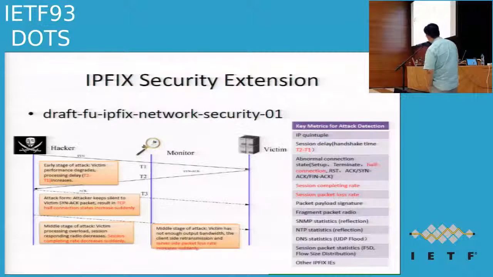Okay, next page. I want to take this chance to give a justification that flow sampling technology can be used to detect the DDoS attack. For example, in this example, for a TCP SYN flood, we can detect the flow characteristics, for example, the bidirectional delay, the session complete rate, or the half-connection number. All these metrics can be detected. Is this use case stuff? No, it's just an example. Right, just one example about the solution, getting the flow sample information. So, use case. Okay, next page.